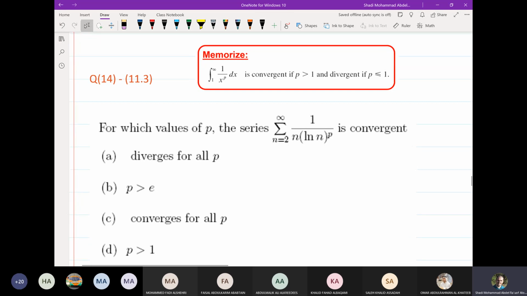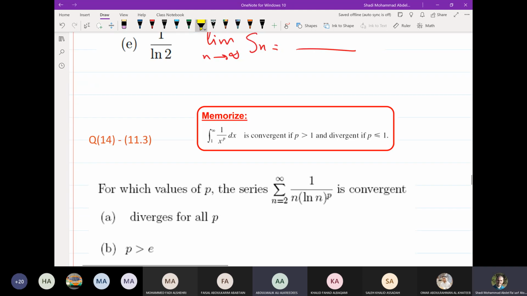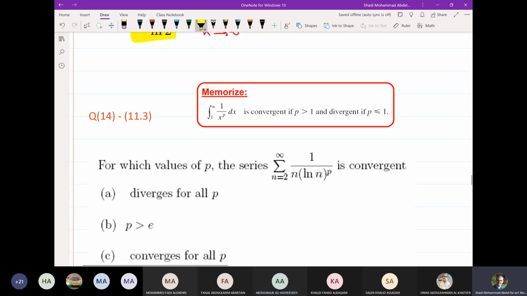Okay. Again, see this example here. Can you give us the answer in the previous question, you mean? Yeah, the final answer. What was the answer? ln 2, right? Or what? It will be 1 over ln 2. Yeah, this one. Yes, it will be this one.